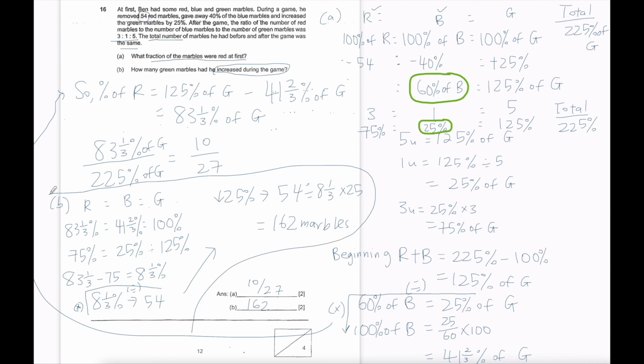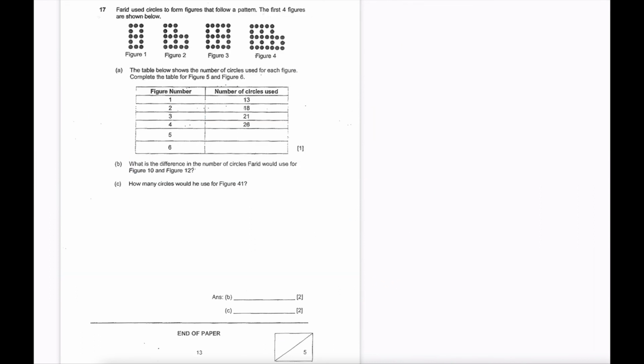Okay, so this is part B. Got it? And the rest is part A. Last question. Farid used circles to form figures that follow a pattern. The first 4 figures are shown. So they gave us all the number of circles, and they want us to find out how many circles there are in figure 5 and figure 6.